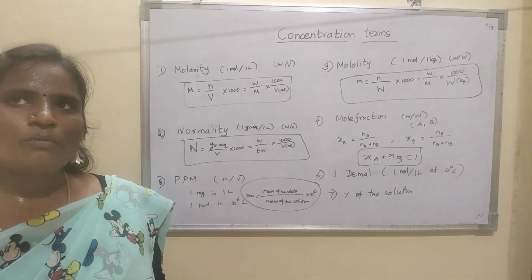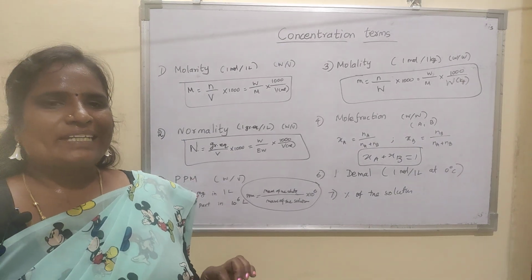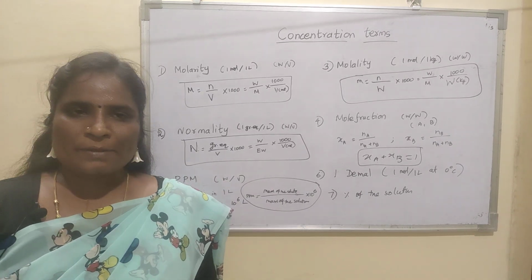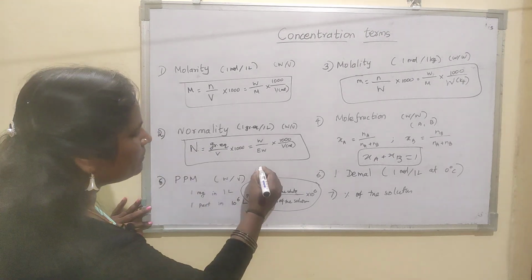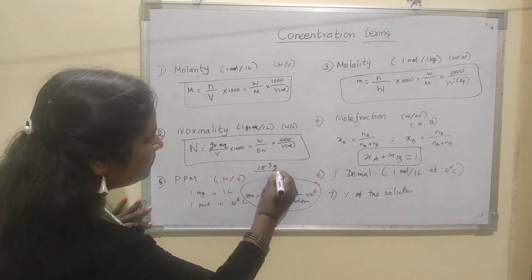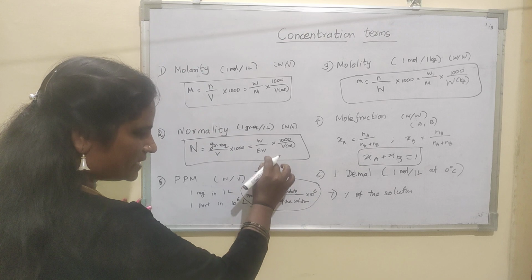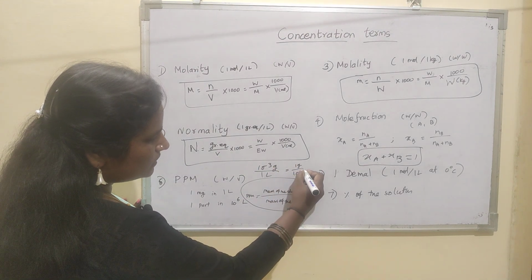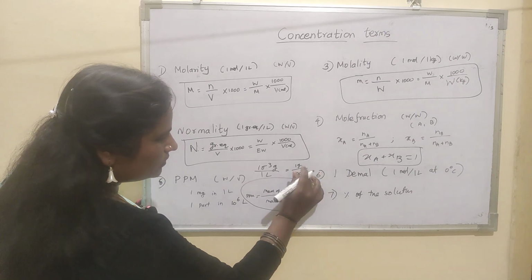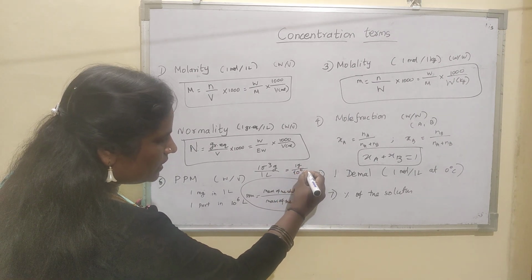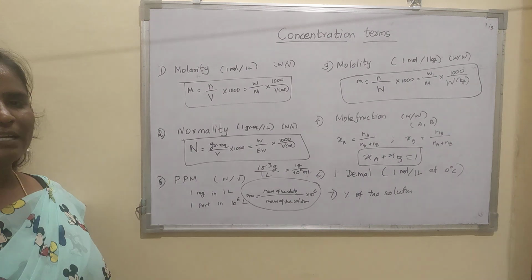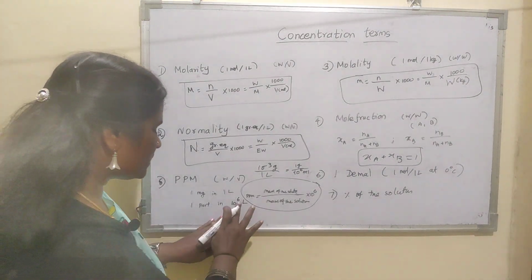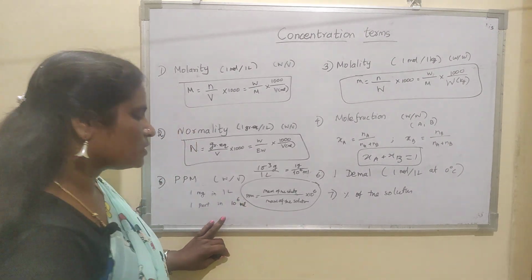Practically, how I can measure it: if I take 1 milligram of substance and dissolve it in 1 liter, what is 1 milligram? 10 to the power minus 3 gram in 1 liter. So 1 gram in 1000 liters, or 1 gram in 10 to the power 6 ml, is known as parts per million.